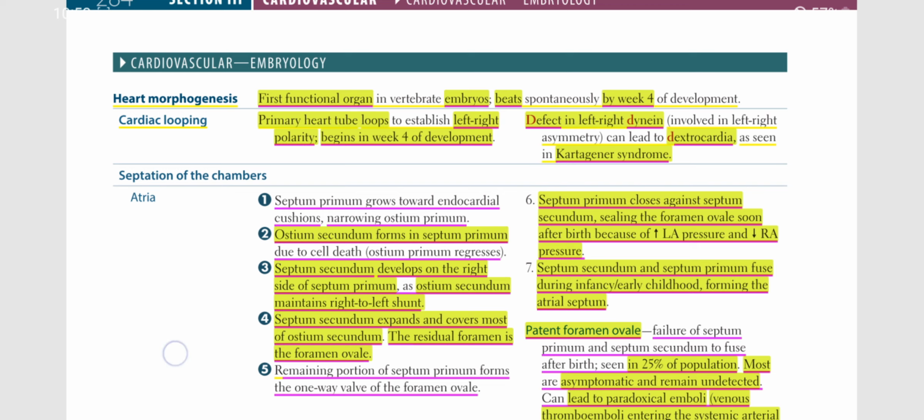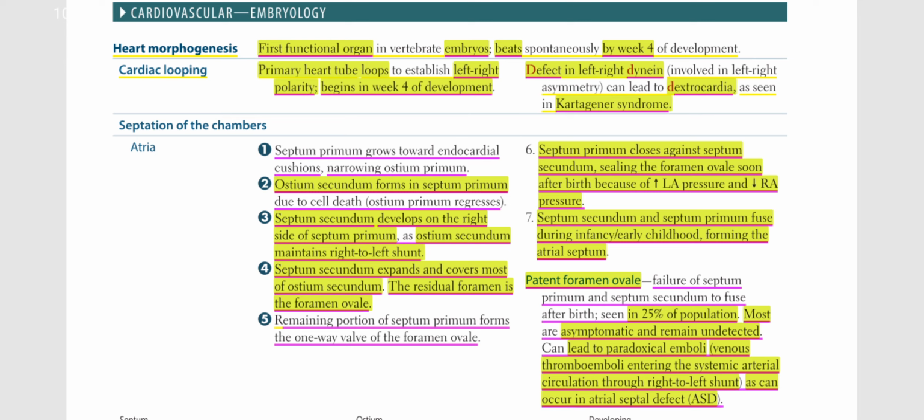Now, septation of the chambers. Atria: the septum primum grows toward the endocardial cushions, narrowing the ostium primum. The ostium secundum forms in the septum primum. Due to cell death, the ostium primum regresses. The septum secundum develops on the right side of the septum primum, while the ostium secundum maintains the right-to-left shunt.